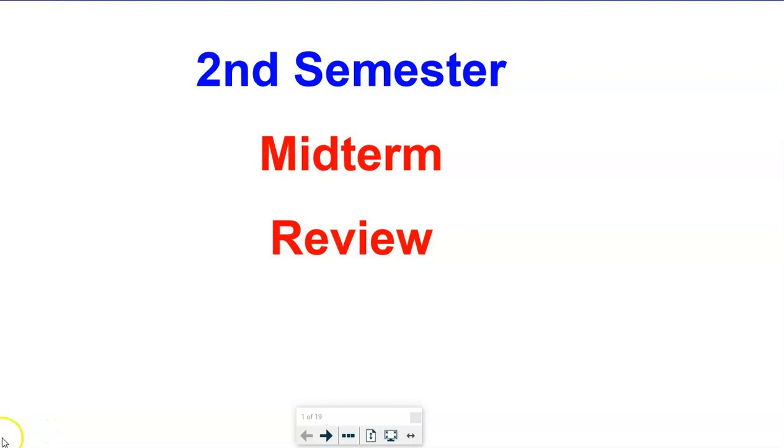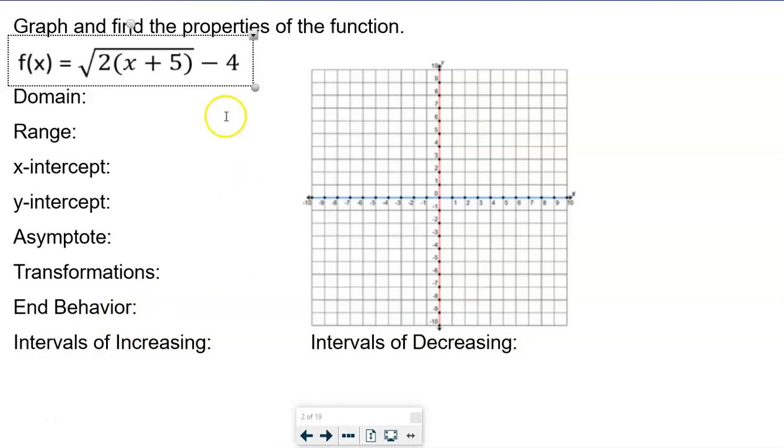So in this video today, we're going to go over the second semester midterm review. So the first thing we're going to do is, it says graph and find the properties of the function. So this is a square root function.